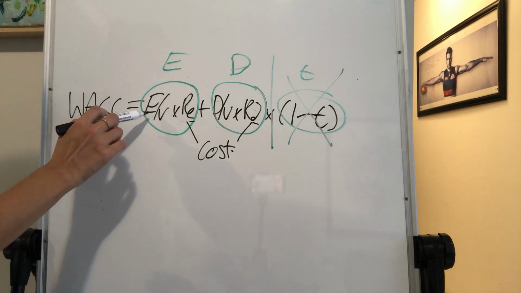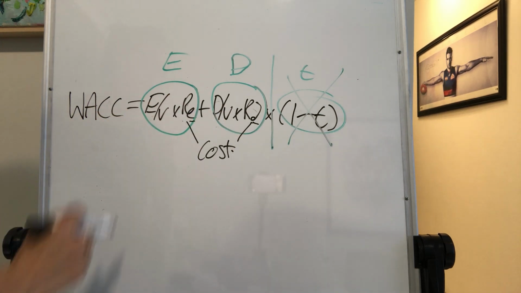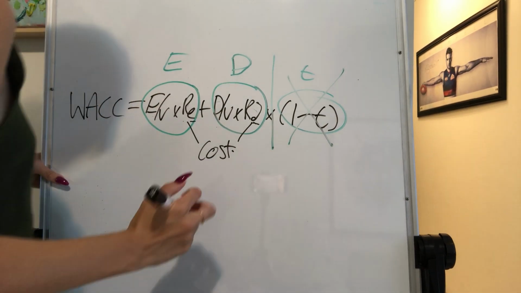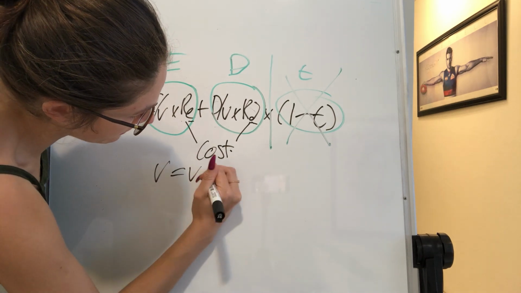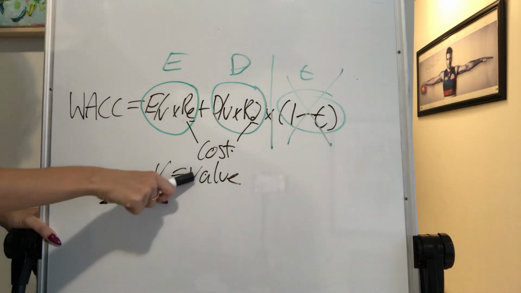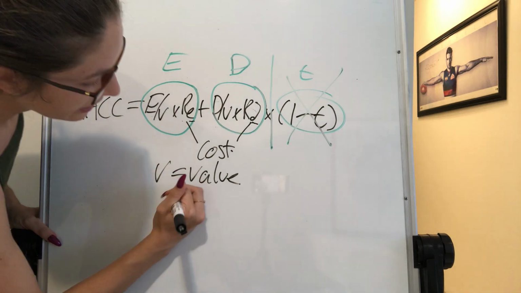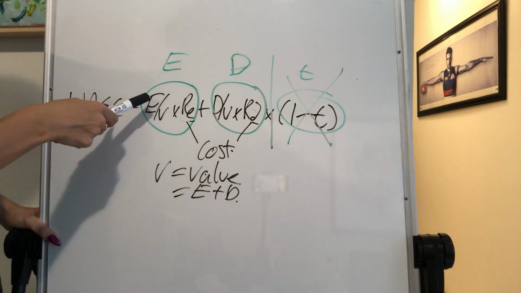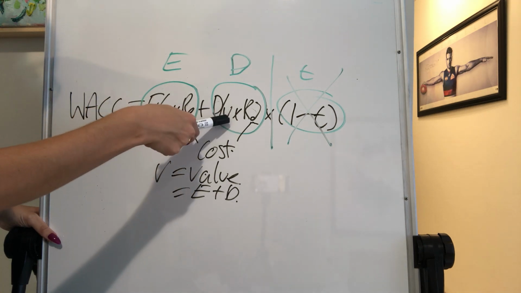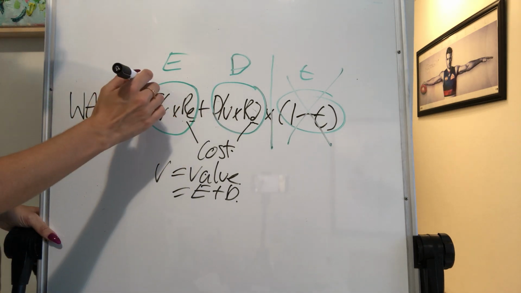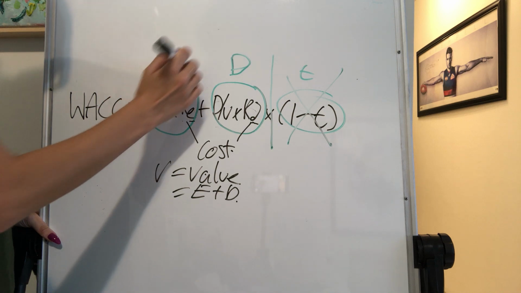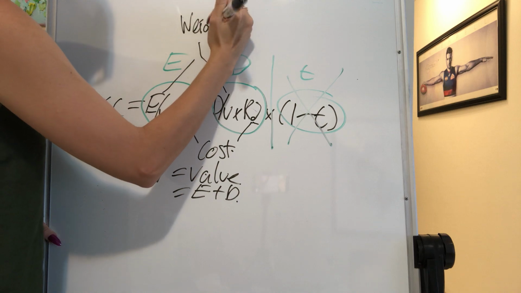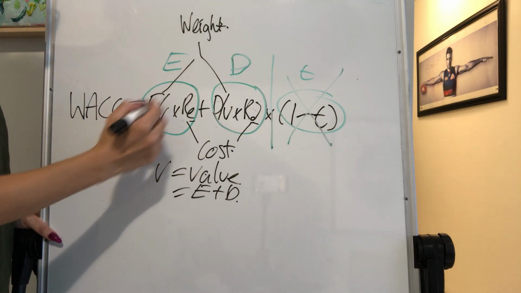Now the next part, we see E over V and D over V. E is your equity up here, D is your debt, and V down here equals value. And what does value equal? It equals E plus D, okay? So if we've got equity over value or debt over value, what's that trying to find? It's trying to find our weight. So that's the goal here.